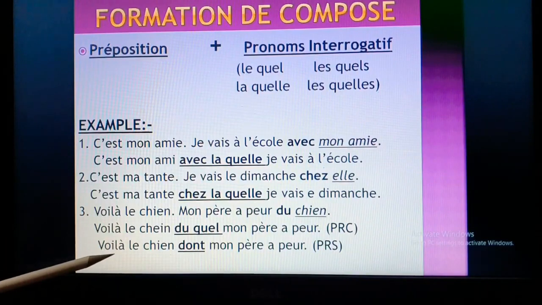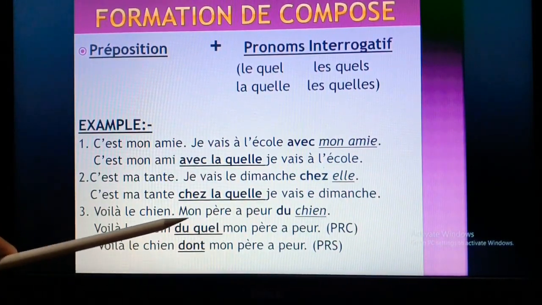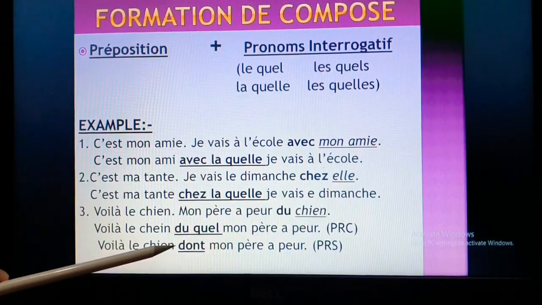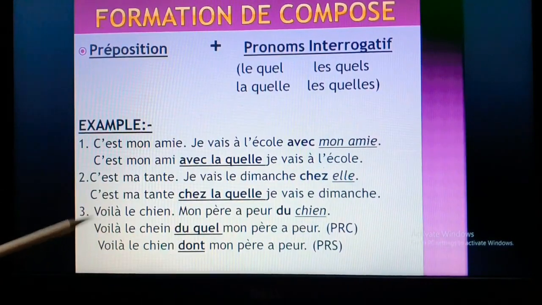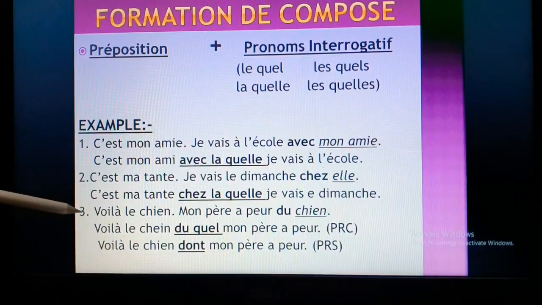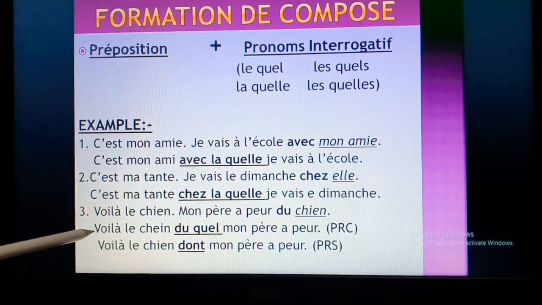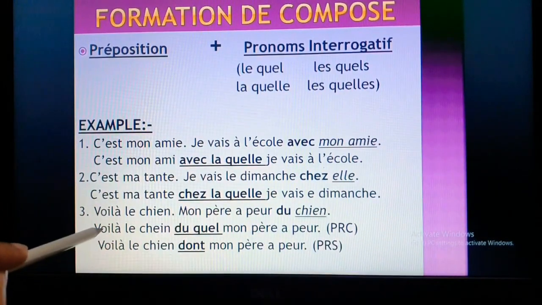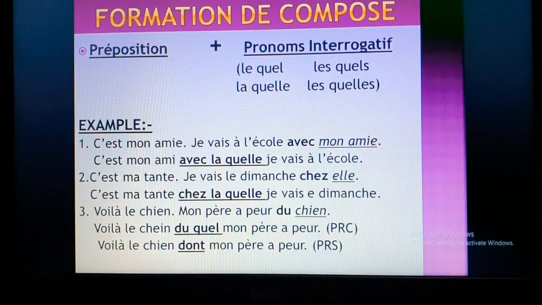Similarly, the second one, voilà le chien dont mon père a peur. So du chien can be replaced by dont also, pronoun relative simple, if these kinds of sentences are given in the question form. Okay, so better you change it with pronoun relative composé because it makes more sense. So here is the dog of whom my father is afraid.